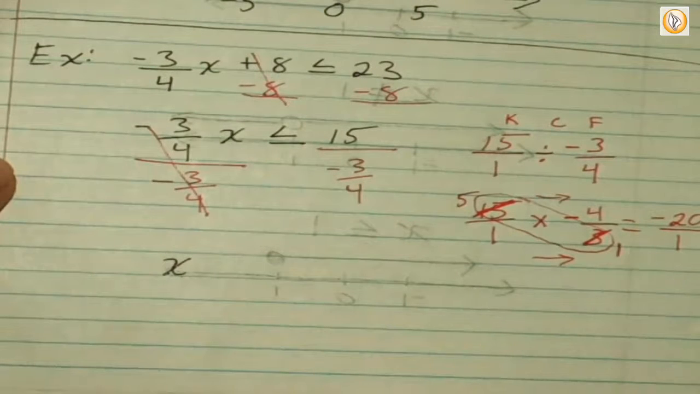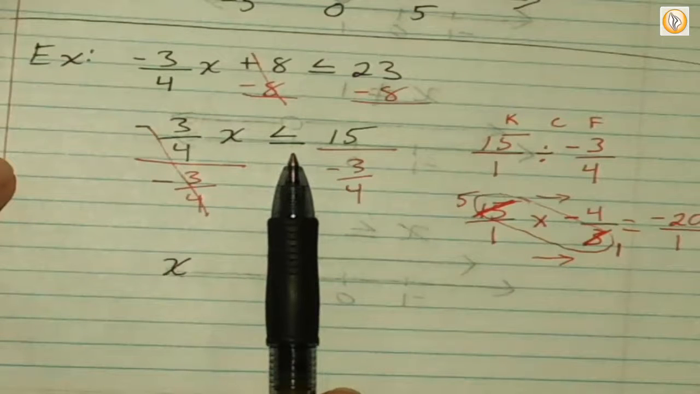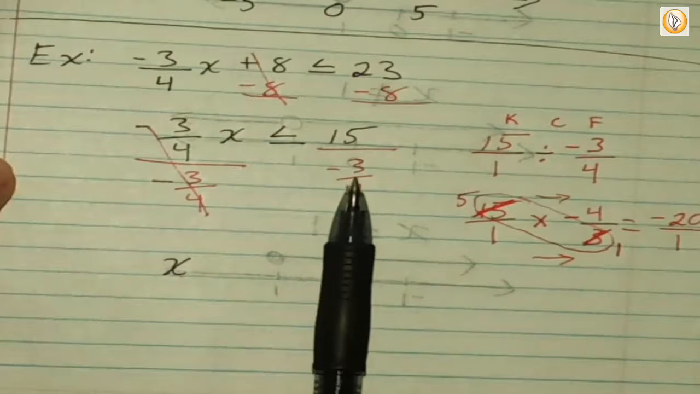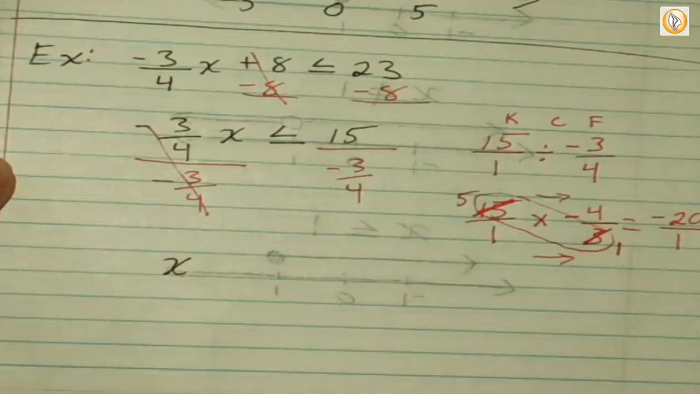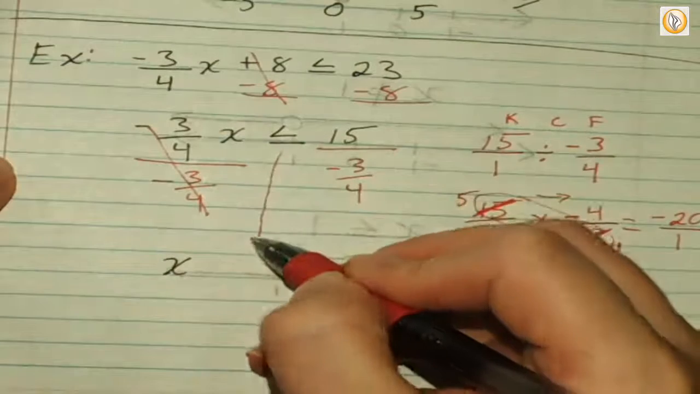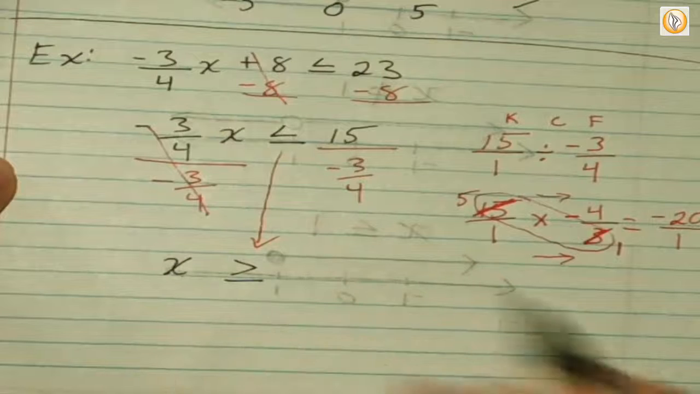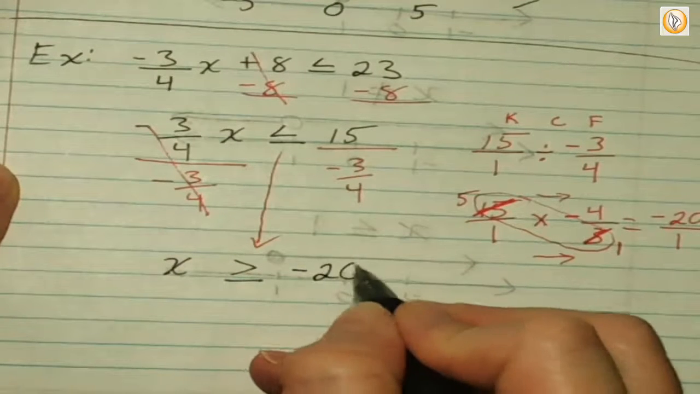Now, do I need to do anything to this symbol? Yes. Why? Because you're dividing by a negative. Bingo. Do y'all see we're dividing by a negative? So then what do I do to my inequality sign, Michaela? Flip it. That's right. So we're going to flip it. And it's basically -20.